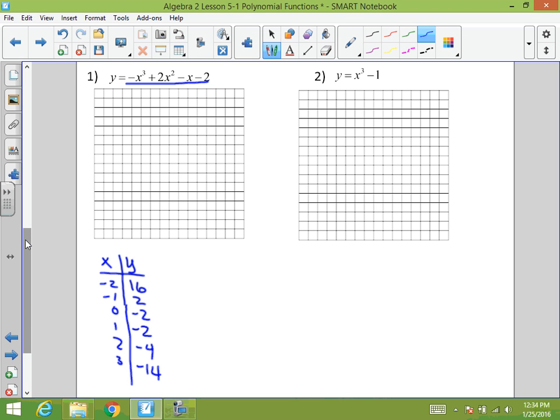Now, it's a third degree. So we know it has at most 2 turning points, because it always has one less turning point than it does degree. So it cannot have more than 2 turning points. A is less than 0, so it goes up then down.